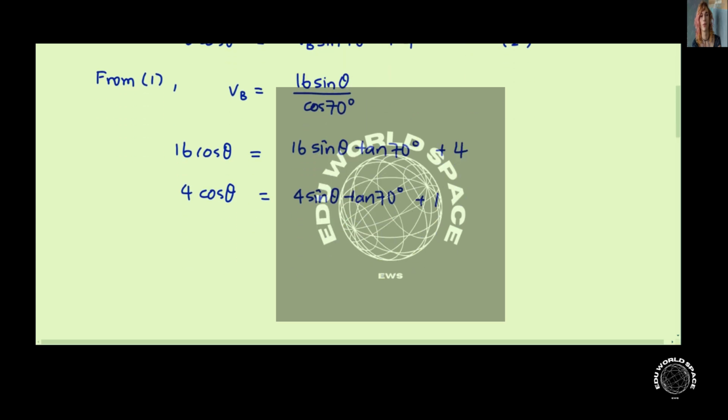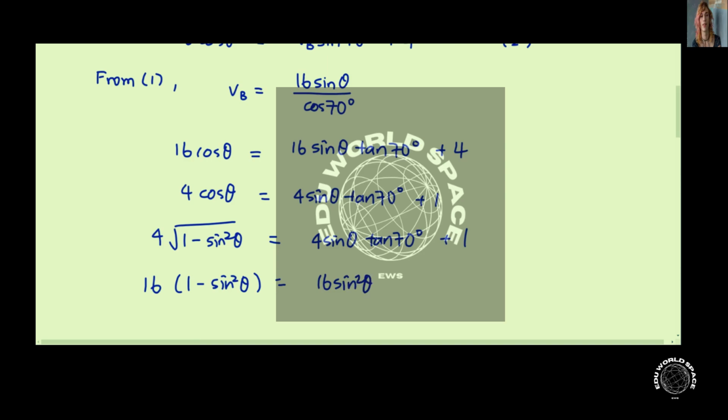The next thing I'm going to do is write cosine theta as square root of 1 minus sine squared theta equals 4 sine theta tangent 70 degrees plus 1. Then going to square both sides. 16 times 1 minus sine squared theta is equal to 16 sine squared theta tangent 70 degrees squared plus 1 plus 8 sine theta tangent 70 degrees.